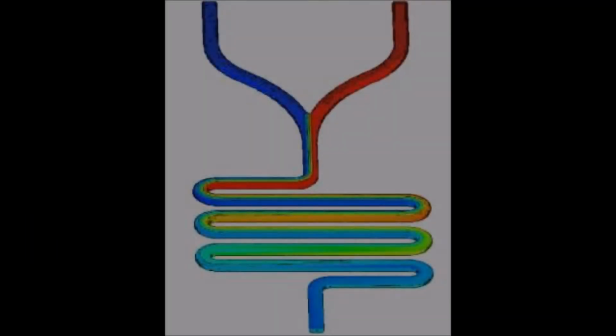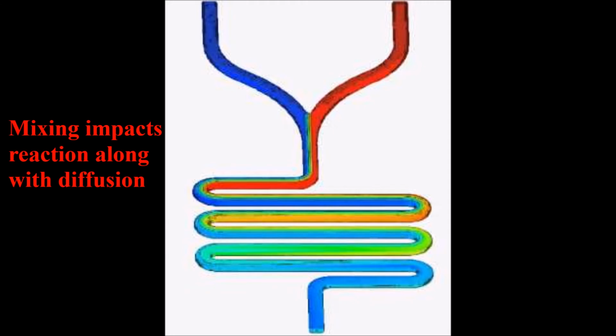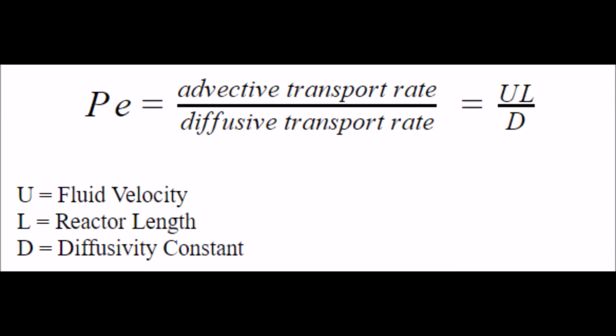Since this reaction is highly dependent on mixing of both species, the fluid dynamics of the reactor plays a big part in reaction rate and conversion. At the scale of these experiments, flow is limited to the laminar flow regime. In this zone, the dimensionless number known as the Peclet number can be used to show how much mixing occurs as the fluid flows down the reactor. The Peclet number is a ratio of the advective transport rate to the diffusive transport rate.